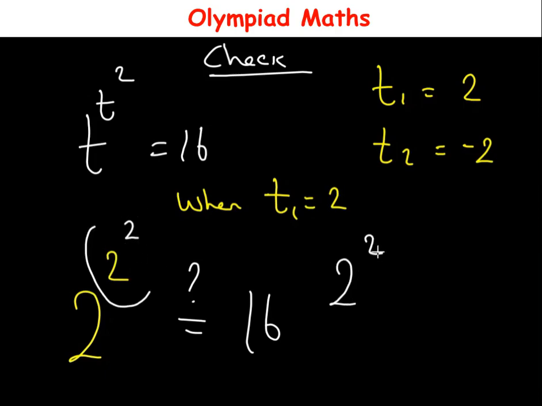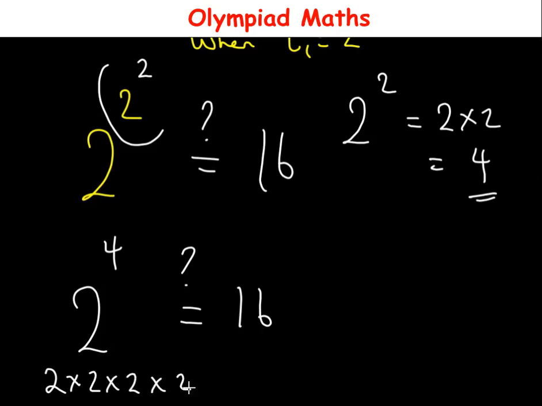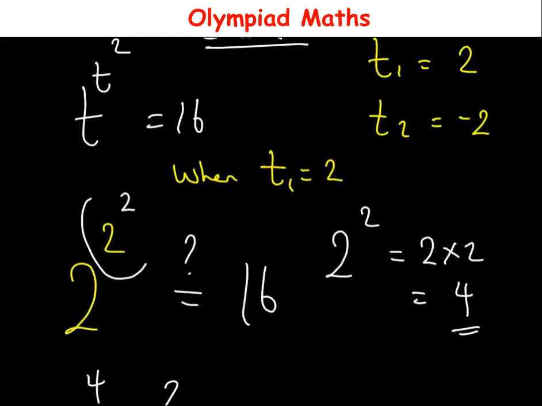First, let's simplify 2 raised to the power 2, this one right here. 2 raised to the power 2 is equal to 2 times 2, and that is 4. So 2 power of 2 is 4. With this, we can write this as 2 raised to the power of 4, does this equal 16? Now 2 raised to the power of 4 is 2 in 4 places: 2 times 2 times 2 times 2. Will it equal 16? 2 times 2 is 4, times 2 is 8, times 2 is 16, and as you can see, 16 is equal to 16. Good. So that means that the value of t1 that we got as 2 is the correct solution.